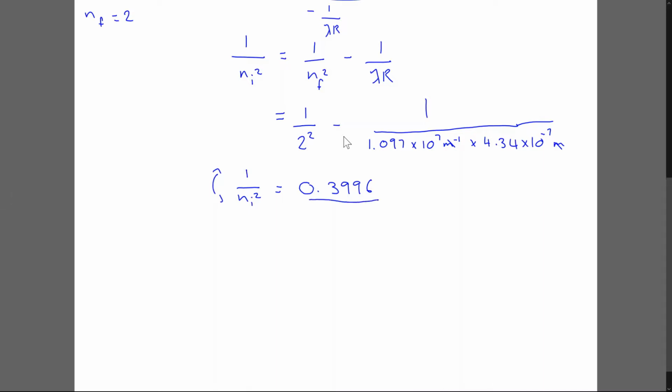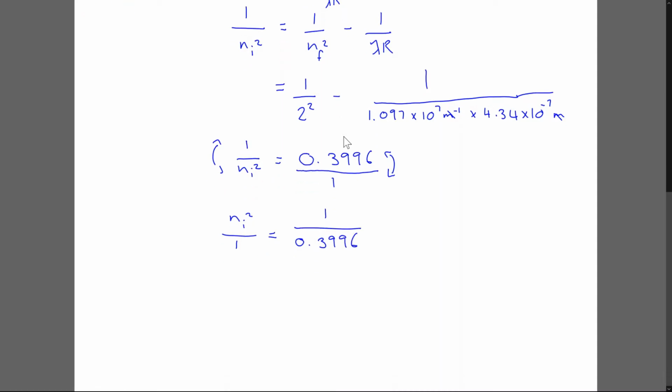Now, what we do to one side, we have to do to the other. We should remember that every number can be written as just being over 1. So 0.3996 is the same as 0.3996 over 1. So that's also a fraction now. And if we flip one fraction, we have to flip the other fraction on the other side of the equation. So now I get ni squared over 1 equals 1 over 0.3996. So ni squared is equal to 1 over that.